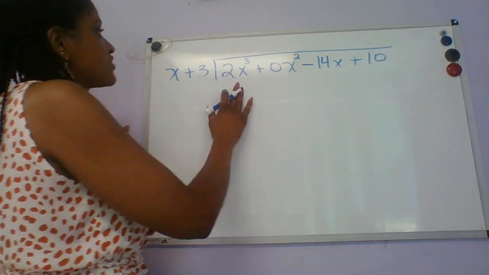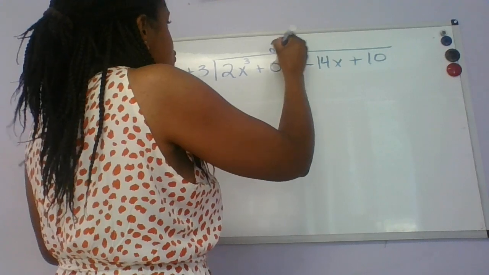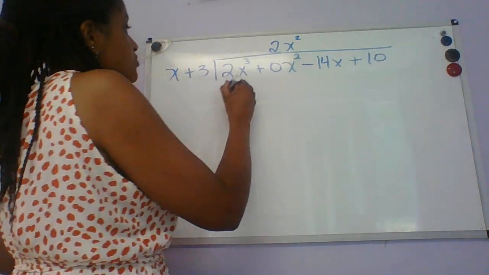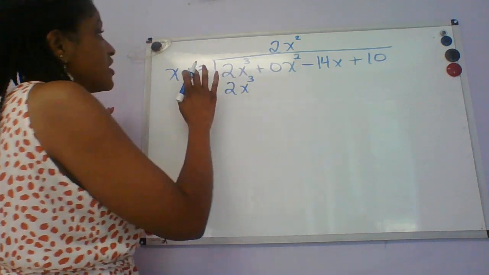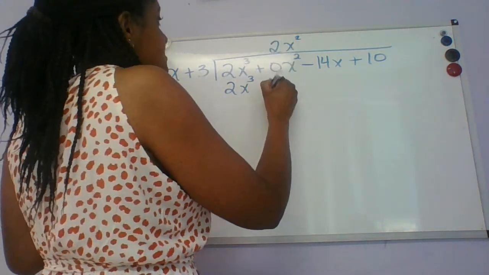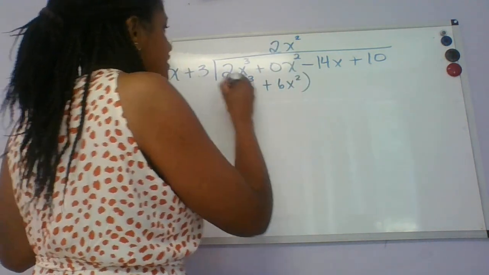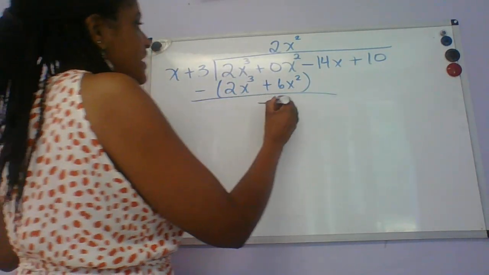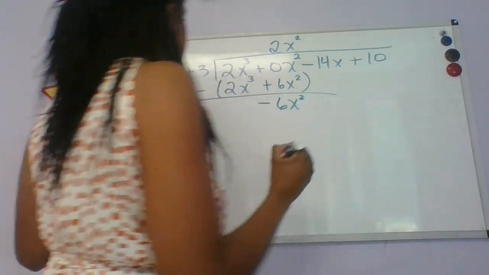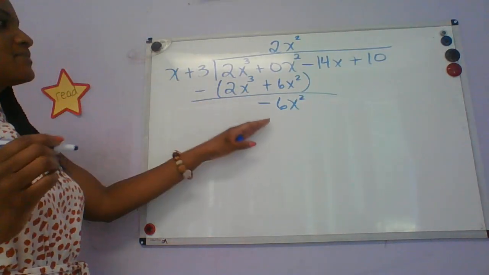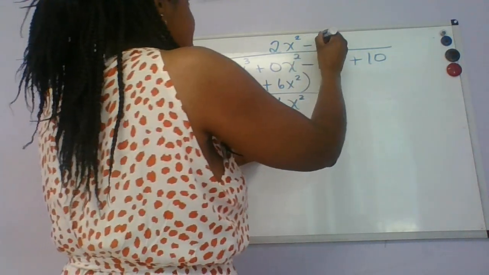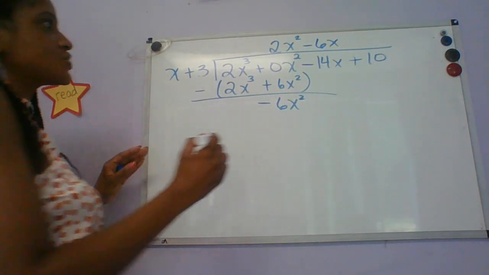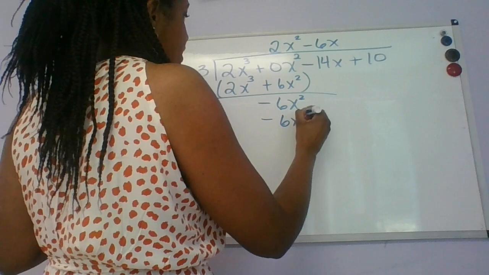All right, x goes into 2x cubed 2x squared times. X times 2x squared is 2x cubed. 3 times 2 is 6x squared. All right, we subtract, and that's negative 6x squared. X times negative 6x is negative 6x squared.